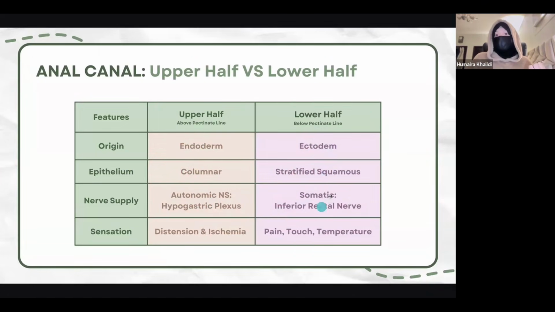However, the lower half is supplied by the somatic, which we can control. And the sensations in the upper half are distension and ischemia. Why can't you feel pain or touch over here? Because the epithelium first is columnar. Second, the nerve supply is the autonomic nervous system, which is the hypogastric plexus.